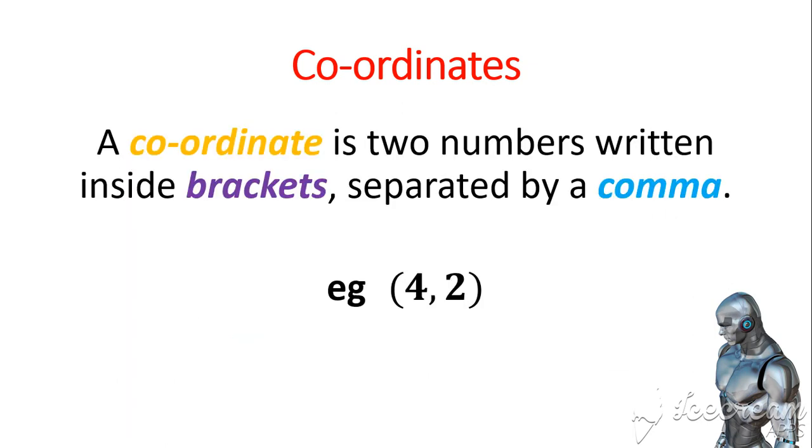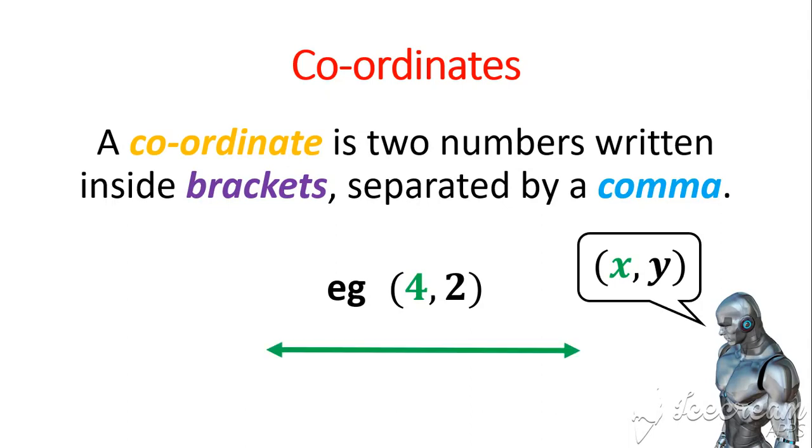Right, so what is a coordinate? A coordinate is two numbers written inside brackets. They must be inside brackets, and they must be separated by a comma. For example, inside brackets we have 4, 2. Now it's written as (x, y). In other words, the first number that we write is the x direction, and that tells us how far to move along in the x direction. And the second number we write is in the y direction, and that tells us how far to move up and down in the y direction.